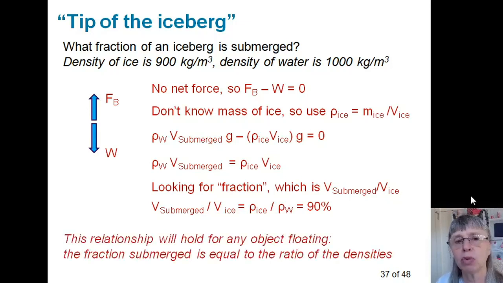Now this relationship will hold for any floating object. Only floating objects, because we started with the buoyant force being equal to weight. So the fraction of any floating object that's submerged is equal to the ratio of the densities. And remember, the floating object has a density that's less than water.